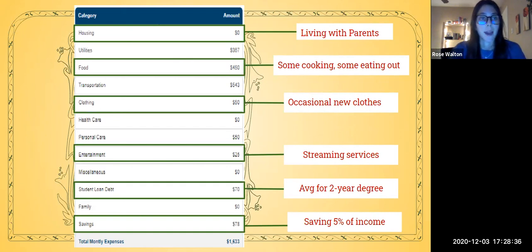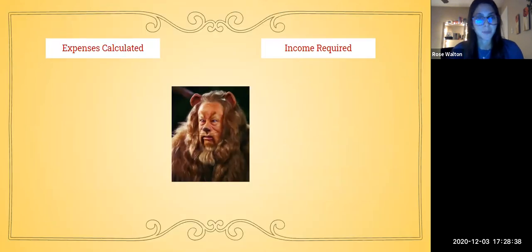And so how do we go about managing that? How do we go about meeting that? We're going to go over that in the next slide.